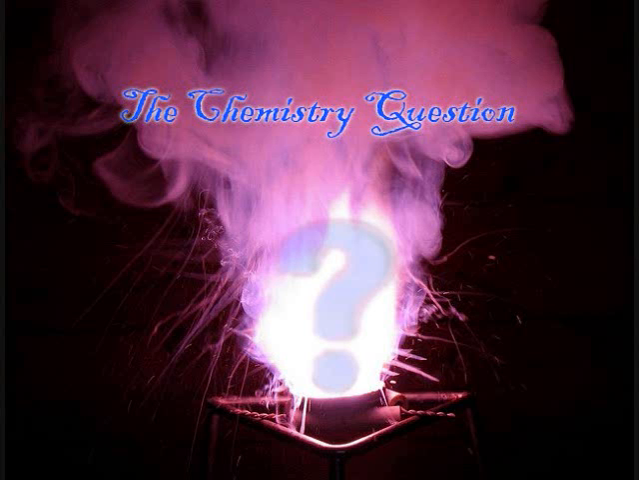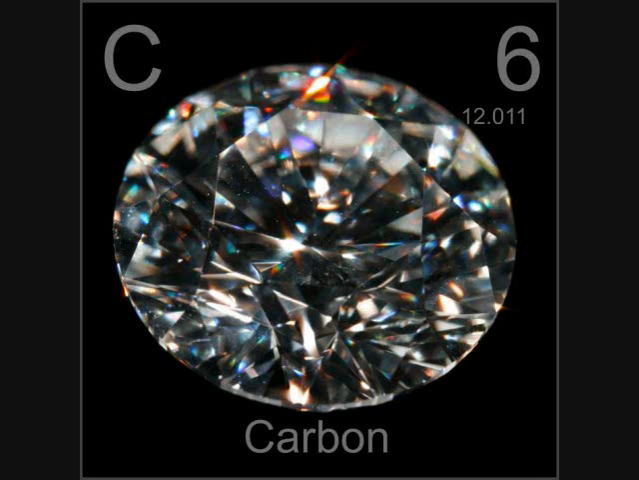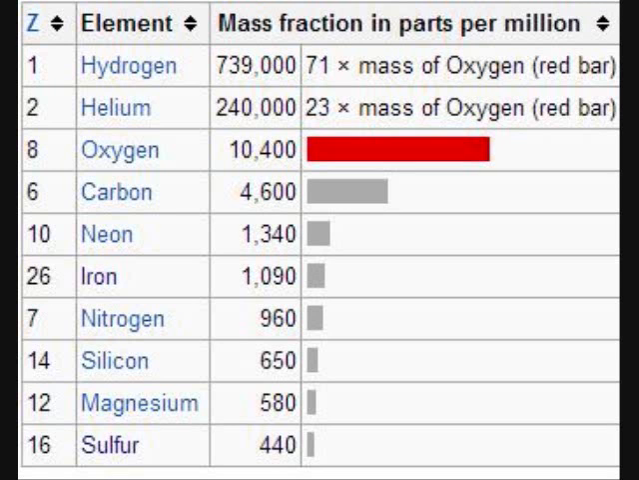Jordan here, and today I'm finally getting to the video I've been avoiding because of the overwhelming amount of important information there is to cover. This video is about carbon. Carbon is the fourth most abundant element in the universe after hydrogen, helium, and oxygen.